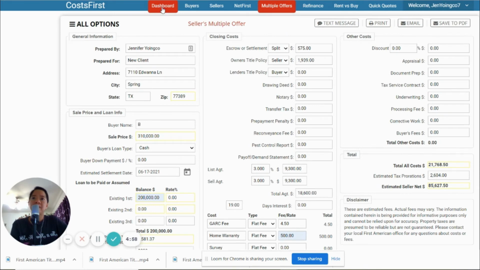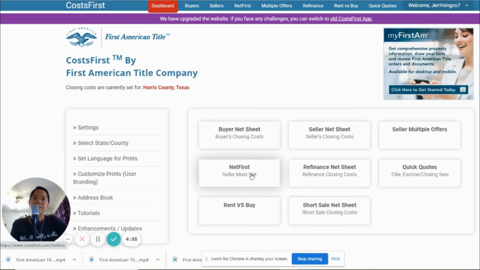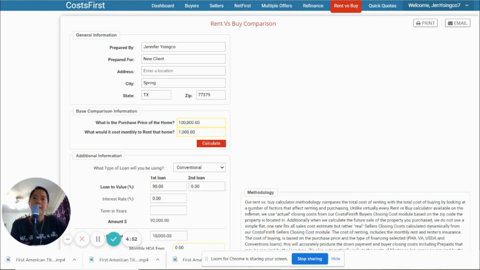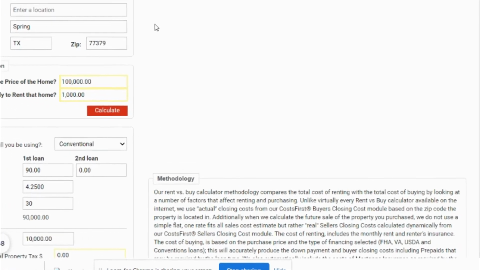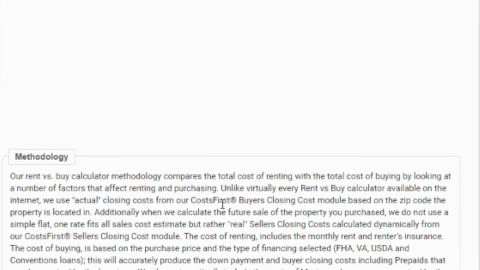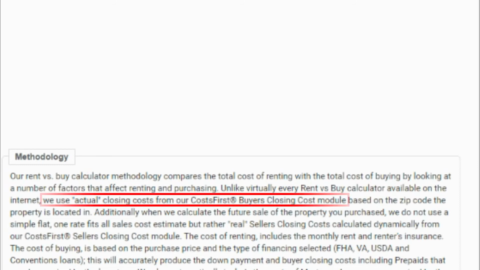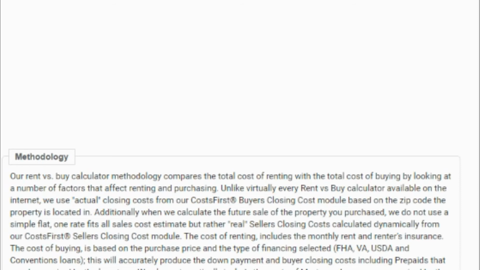We'll go back to the dashboard once again. And this time, let's go here, rent versus buy. This rent versus buy calculator compares the total cost of renting with the total cost of buying by looking at a number of factors that affect renting and purchasing. Unlike virtually every rent versus buy calculator available on the internet, this system uses actual closing costs from Cost First Buyer's closing cost module based on the zip code of the property. So it's more accurate, if that makes sense.